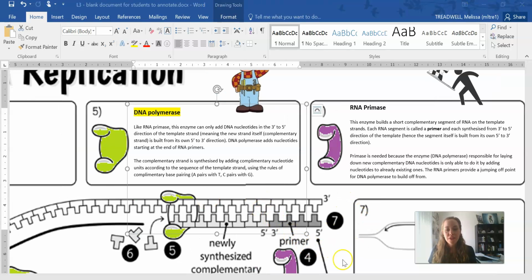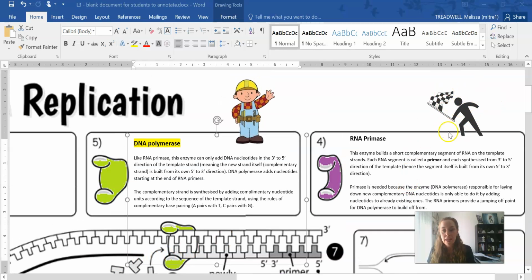So I'll just point out, this is where the helicase would have started, and it would have traveled in this direction. As it's come through, RNA primase has come here and built a primer, and that's going to be the indication where DNA polymerase can start building the complementary strand. That is why we have this little guy here with one of those starting flags in a race, because it's representing the start for DNA polymerase to start building the complementary strand.